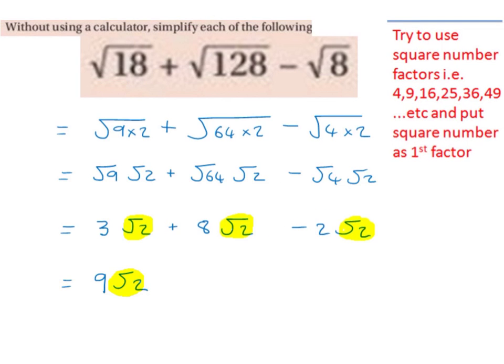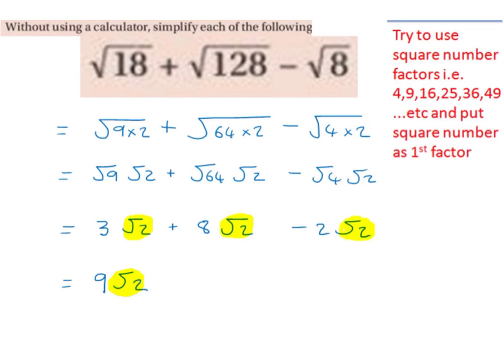Now we have root 18 plus root 128 minus root 8. Again, we're going to try and use square number factors, and we're going to put the square number as the first factor. So 18 will break down to be 9 times 2. 128 will break down to be 64 times 2. And 8 will break down to be 4 times 2. So 9, 64 and 4 are square numbers.